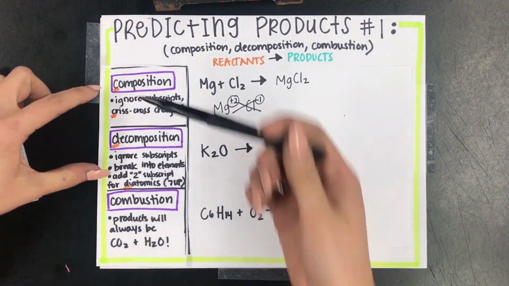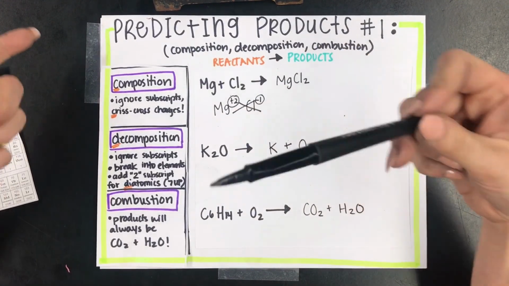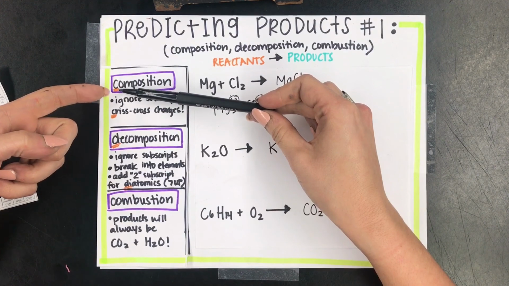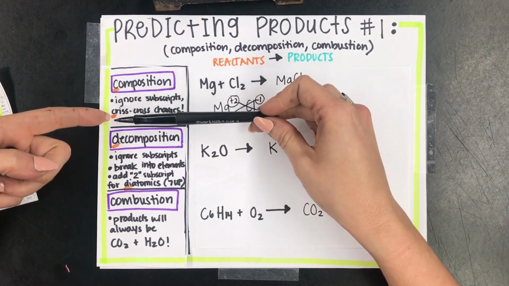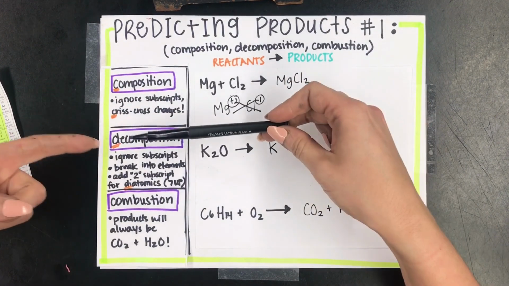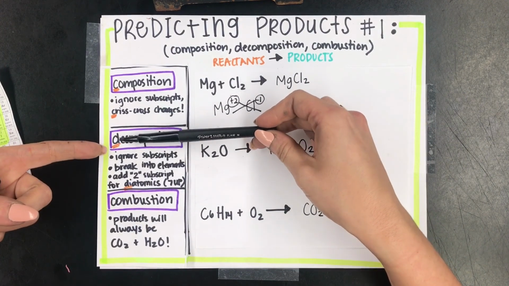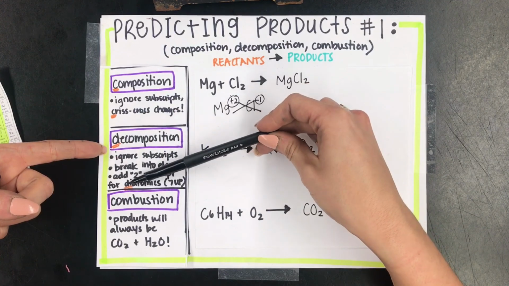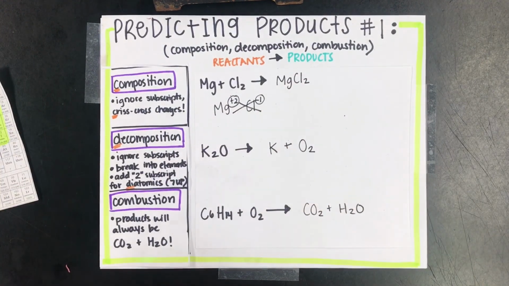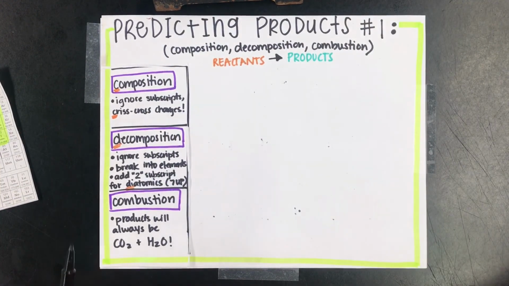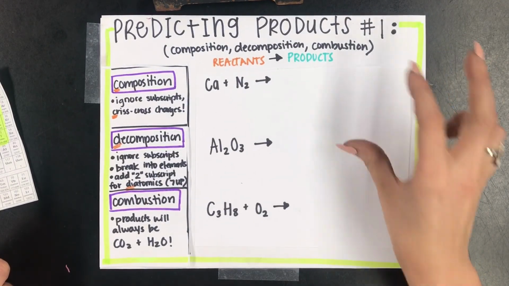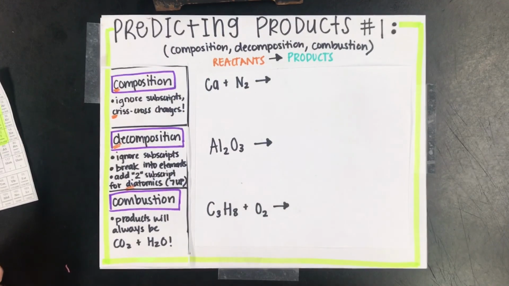So here on the left-hand side, there is one thing that hopefully will help you remember. Composition starts with a C. Composition, crisscross. Composition, crisscross. Decomposition, D, diatomic. Decomposition, diatomic. Okay? So let's look at some more examples. And again, you can pause the video and try them yourself. When we come back, we will have them solved.